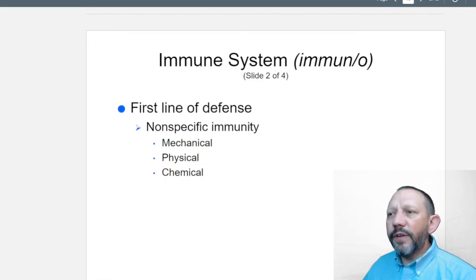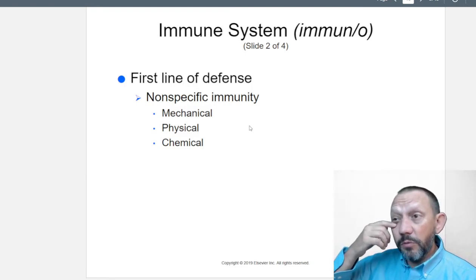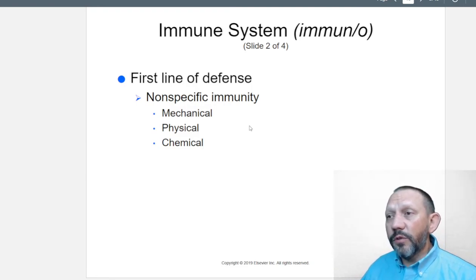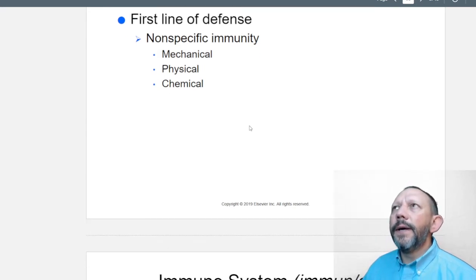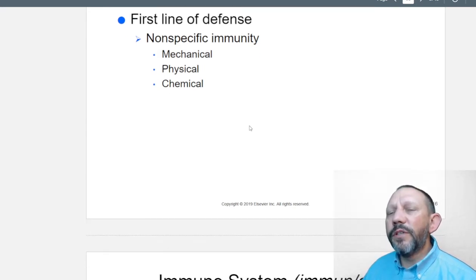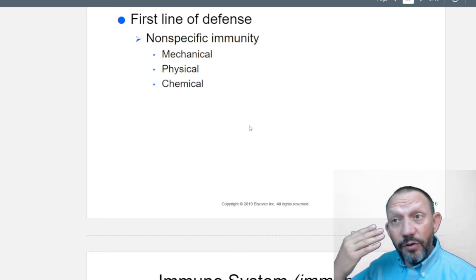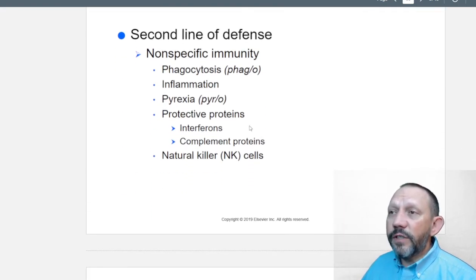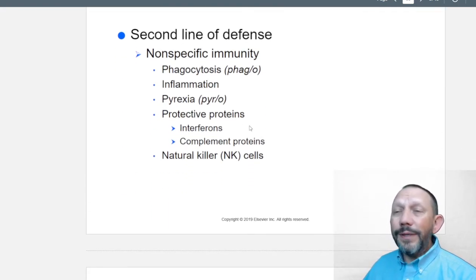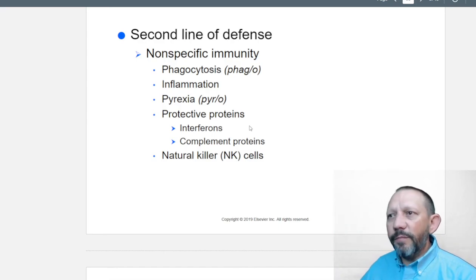First line of defense is non-specific. We have mechanical, that's your skin, okay, which has the keratin and all that jazz that we talked about. Physical, so like being able to close your mouth, I suppose. And then chemical, which is like you have specific pH levels, like in the eye, or lysozymes in the tears that help clean the eye. Okay, second line of defense, phagocytosis, which is phago means to eat, okay, and pinocytosis means to drink. So you have cells that can eat stuff and cells that can drink stuff, basically.